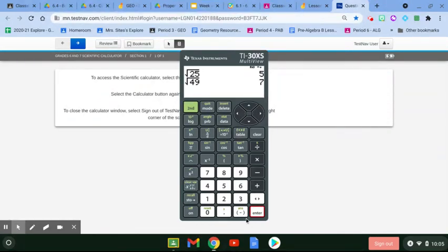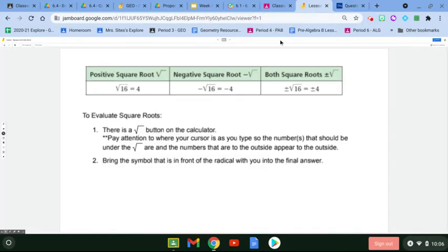If I wanted the negative root, let's say, of 64, I would hit the negative sign, not the subtraction sign, the negative sign, which is next to the enter button. So if I wanted the negative root of 64, the negative sign has to be on the outside, and then you hit the square root button.